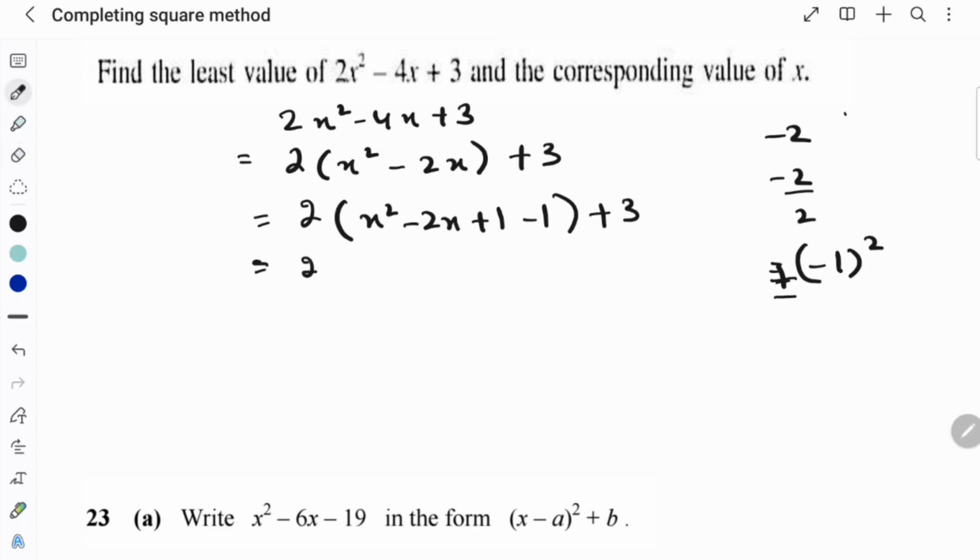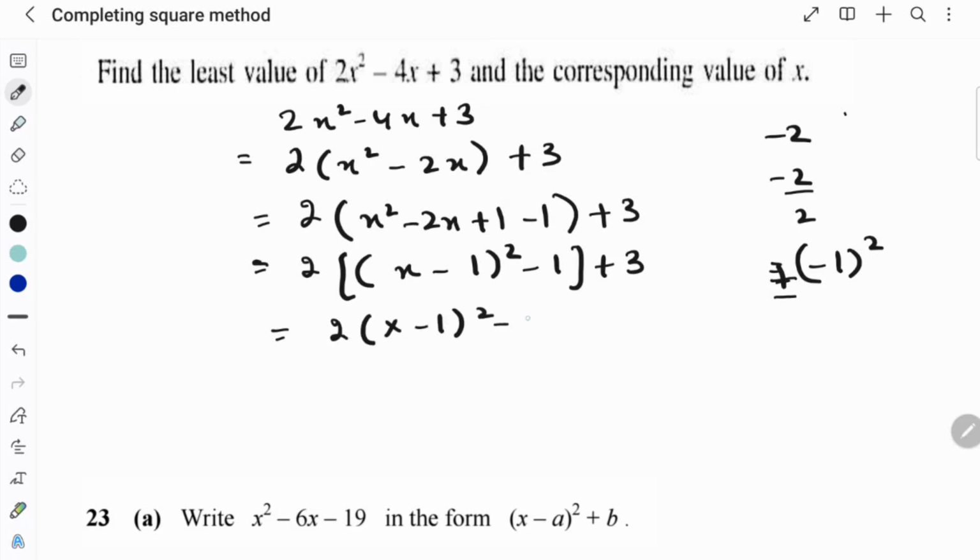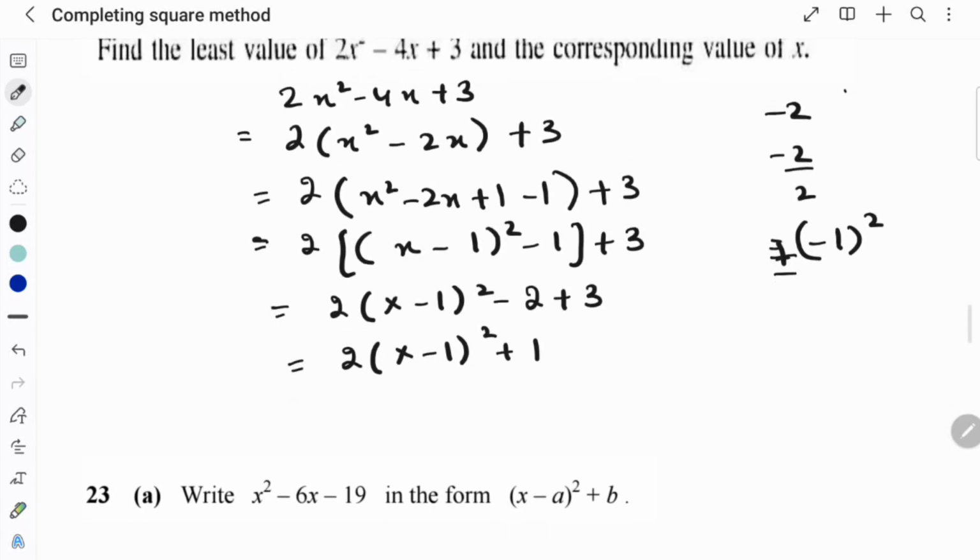So 2 times (x − 1)², and then −1 times 2 plus 3, so that is 2(x − 1)² − 2 + 3. It's better to write it this way: 2(x − 1)² + 1. So here the turning point is (1, 1), which is the minimum point.